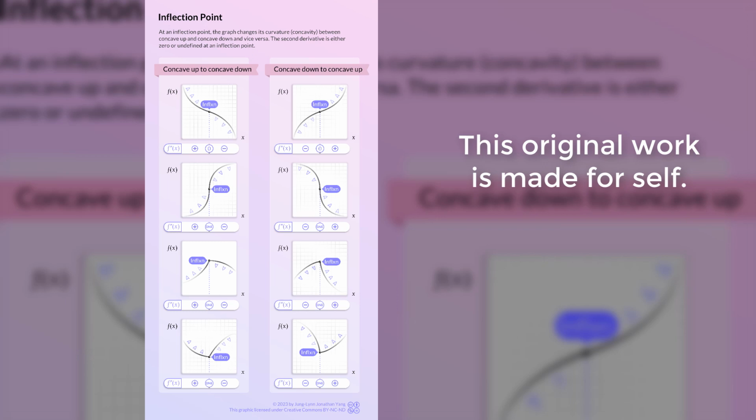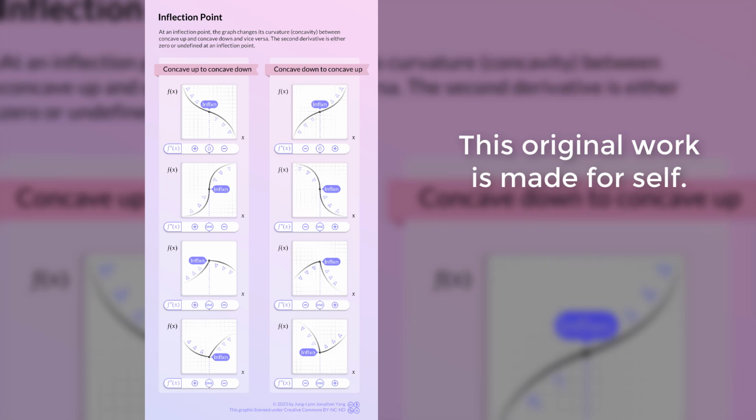I provide several examples about how to spot an inflection point on a graph. I have split up these examples into two categories: from concave up to concave down, or concave down to concave up. In either case, the inflection point is the point on the graph where the curve changes concavity. In the topmost row, the second derivative is 0 at the inflection point.